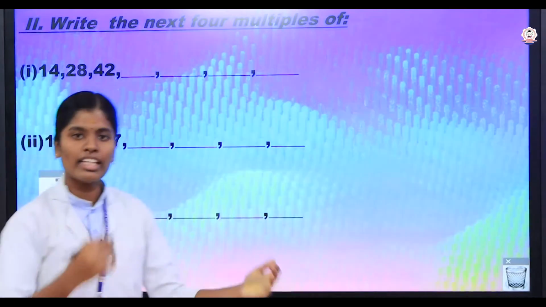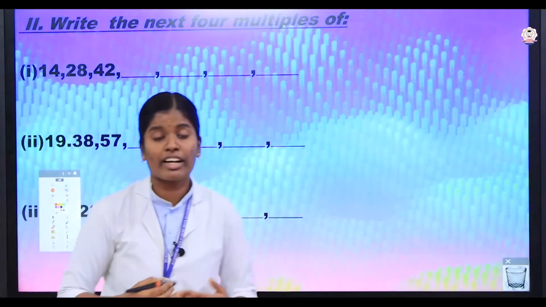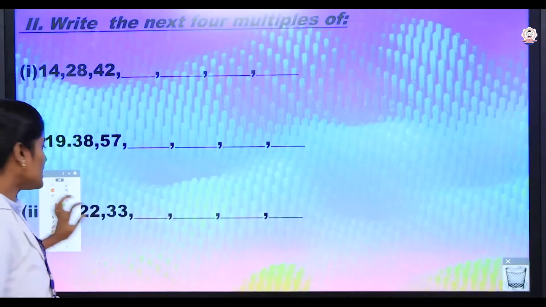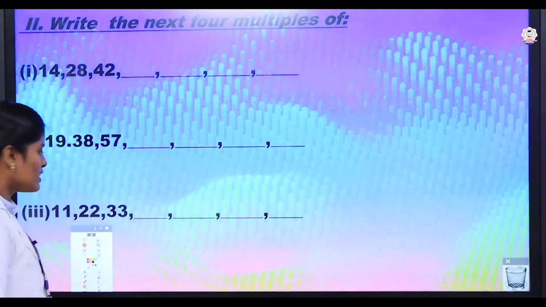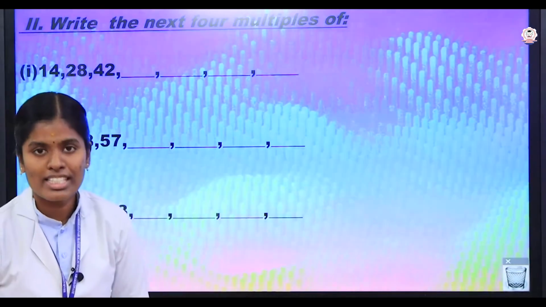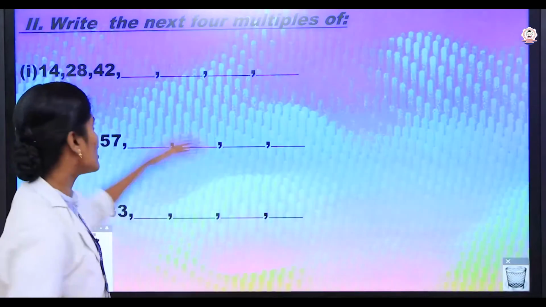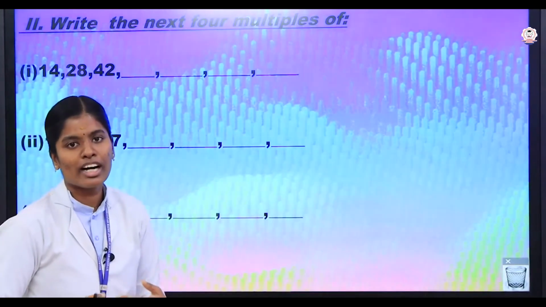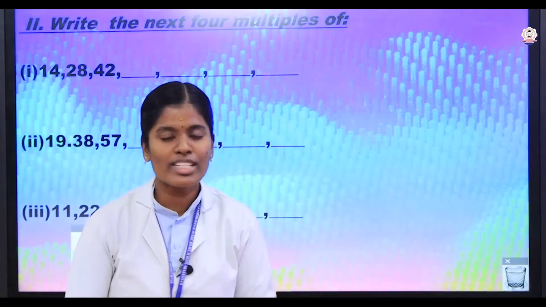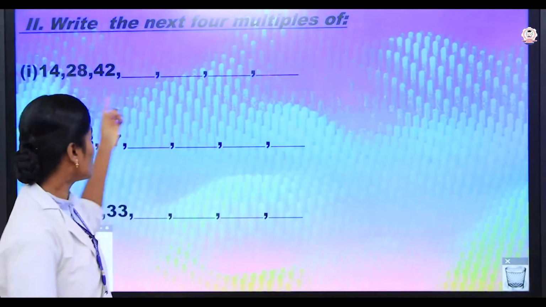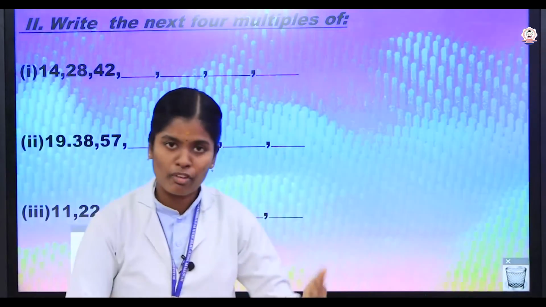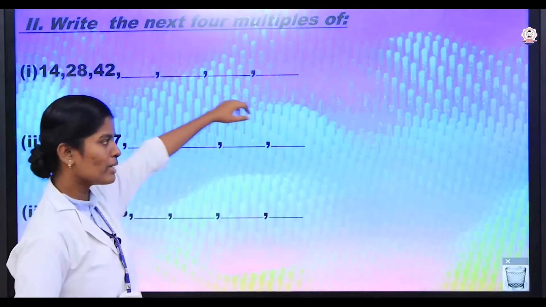Next we have, write the next 4 multiples of the 14 table, 19 table and then 11 table. Listen here. Take 14 ones are 14, 14 twos are 28 and 14 threes are 42. Now, you take 14 and multiply by 4, by 5, by 6 and by 7.